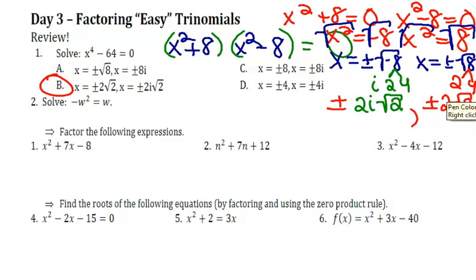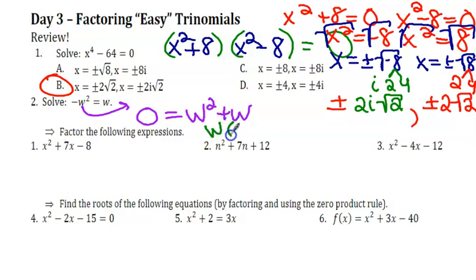Let's see how we could solve this. We want to solve it, so we need to make it equal to 0. So I'm going to bring over that w squared, and I'm going to have 0 equals w squared plus w. Okay, now let's see what they have in common. Greatest common factor, that's what we want to think about.